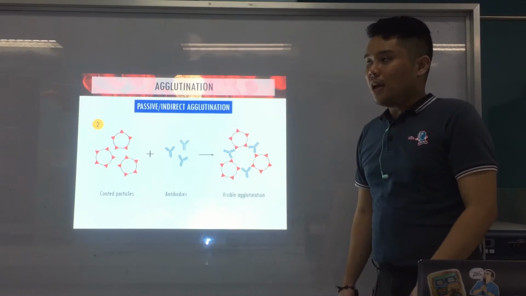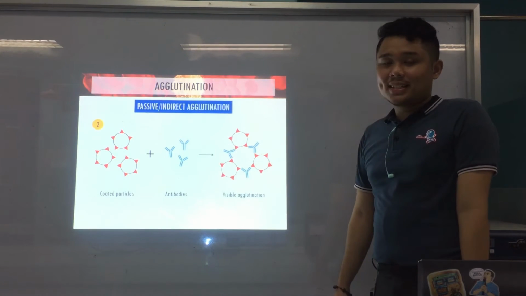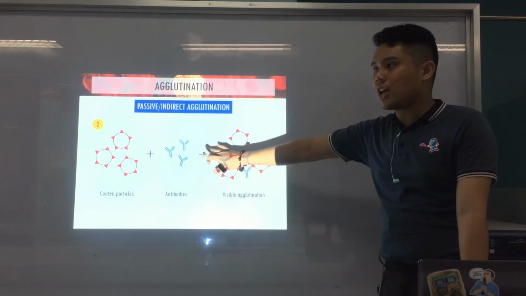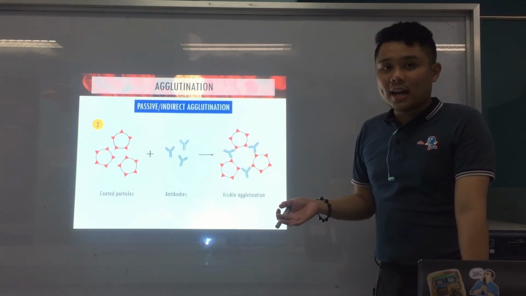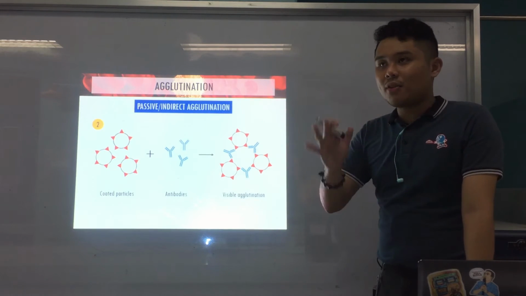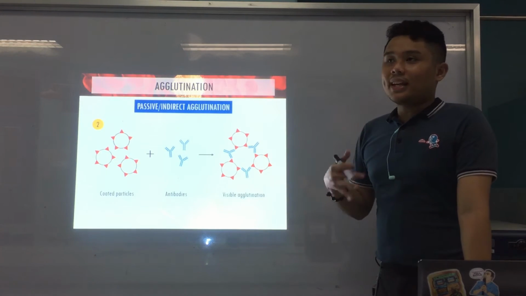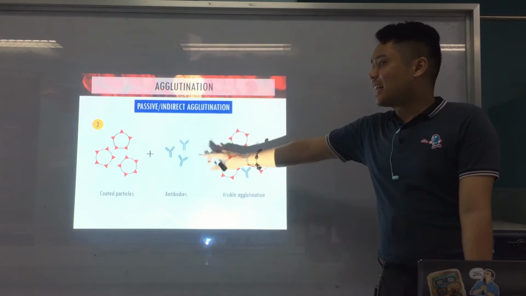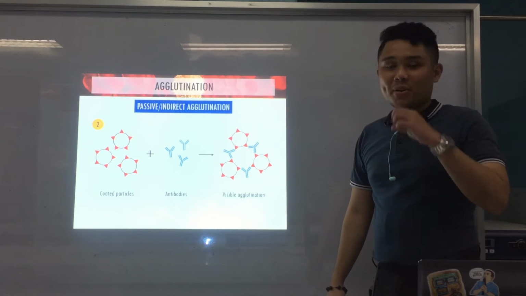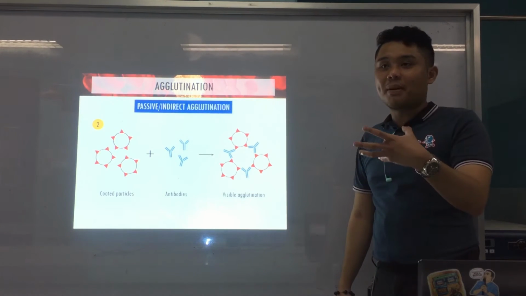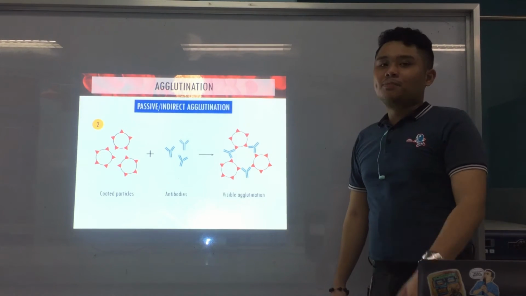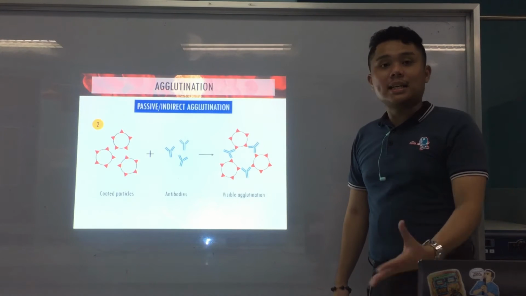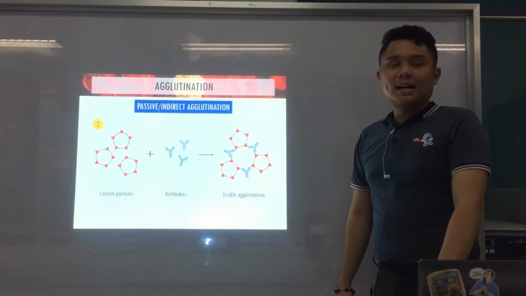So basically what we're detecting is the patient's antibody. We want to check if the patient has produced an antibody. In direct or indirect agglutination, usually we detect antibodies, but with direct agglutination you can also detect antigens. With passive or indirect, we usually detect antibodies. So we detect if the patient has antibodies to a particular disease or condition.